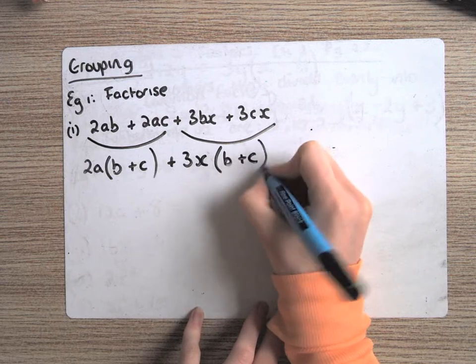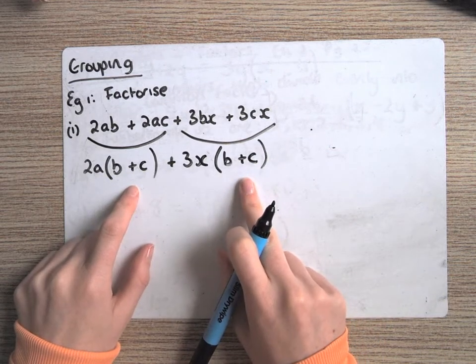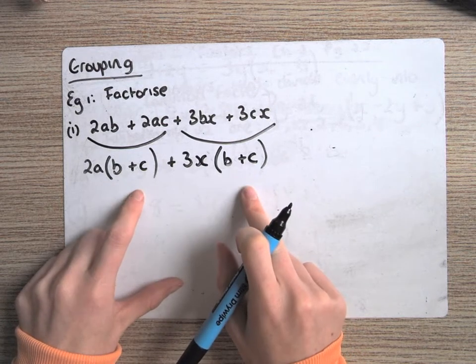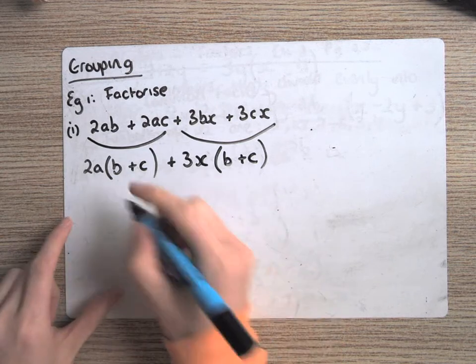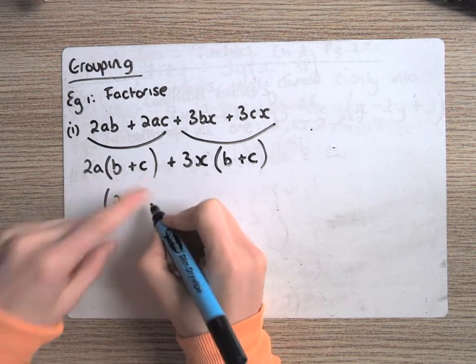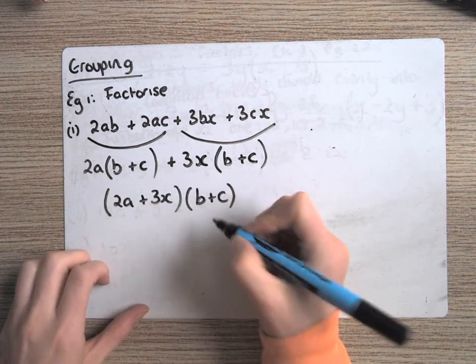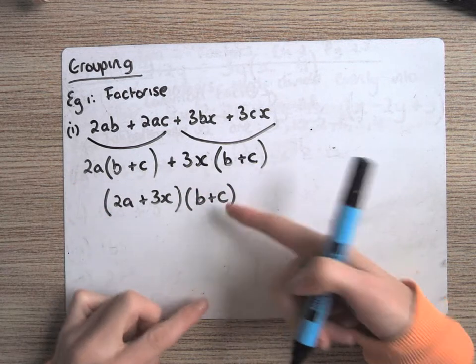Plus c. This will always happen. If this doesn't happen, you've done something wrong. Okay? Do you see the way your bracket is the exact same? The way you finish this sum is you put the outside in a bracket and the inside in a bracket. So the 2a goes with the 3x and then b plus c. Okay, you just always do that. The 2a goes with the 3x and then write down the bracket.